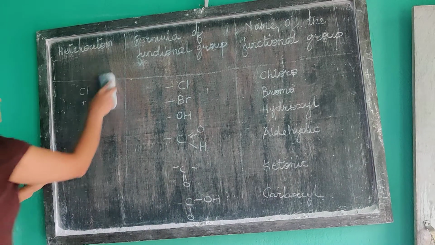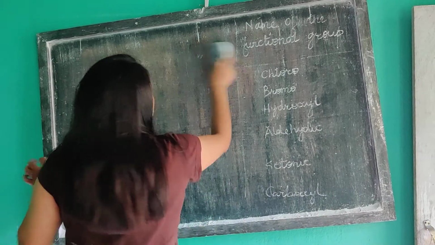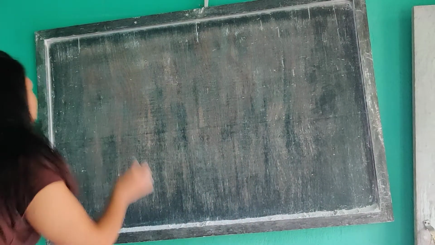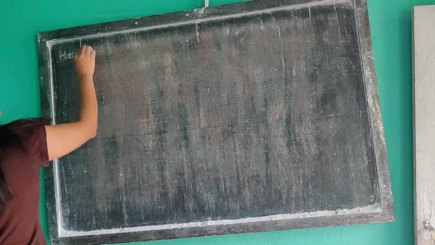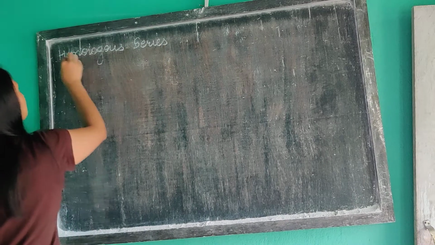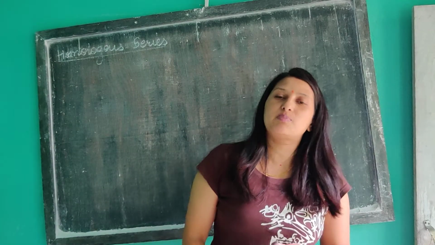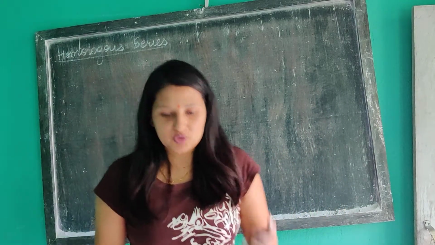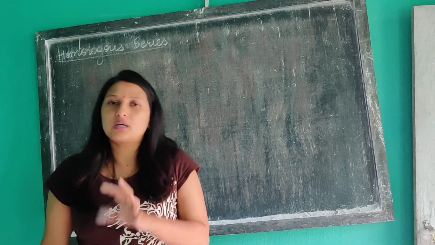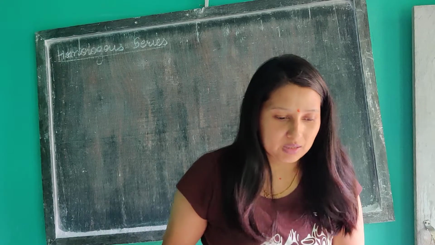Okay. Now let us move on to another subtopic, that is homologous series. Now we have discussed that the chemical properties of a carbon compound depend upon the functional group that is present in the carbon compound. Now that is why all the organic compounds that have the same functional group will have similar chemical properties.